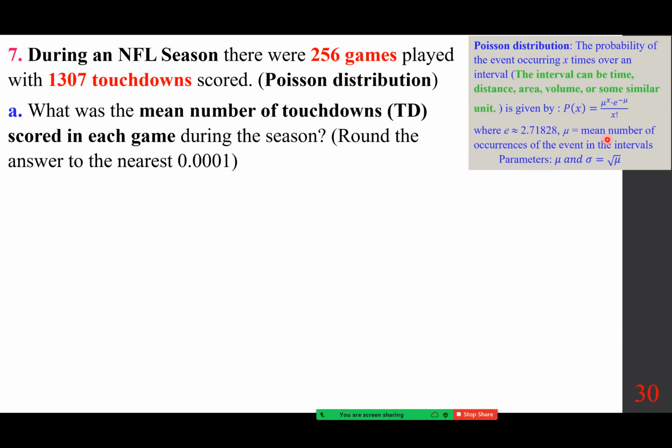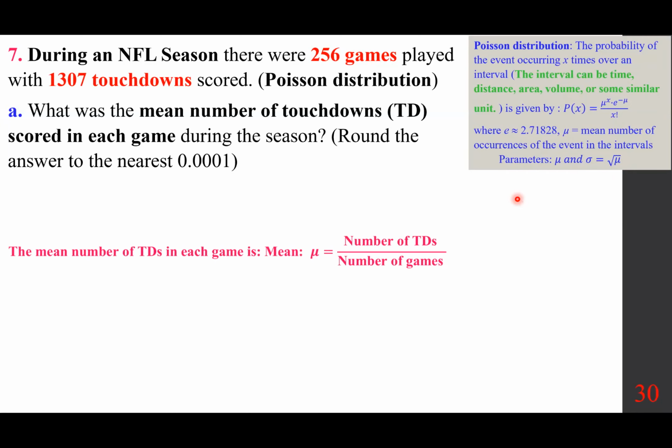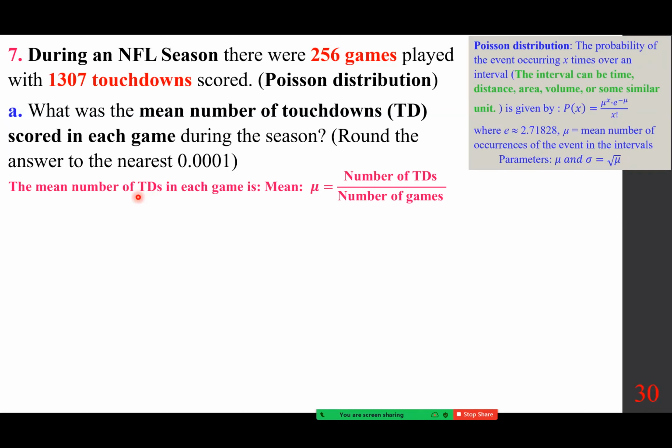Mu is the mean number of occurrences of the event in the interval, and the parameters mu and sigma, both of them, have the following relationship: sigma is the square root of mu. Sigma equals square root of mu. So in this case, we have to calculate the mu, the mean number of TDs, touchdowns, in each game.